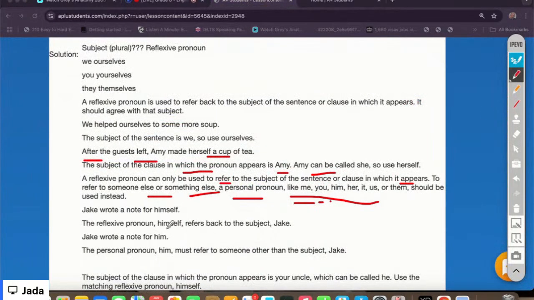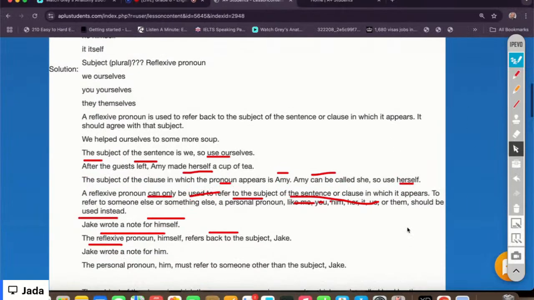So, for example, we can have: Jake wrote a note for himself. The reflexive pronoun himself refers back to the subject Jake. Now, Jake wrote a note for him. The personal pronoun him must refer to someone other than the subject. So it's referring to someone else, not the same person as the subject. Okay? So let's look at some examples.